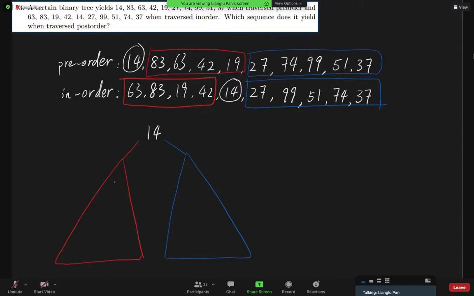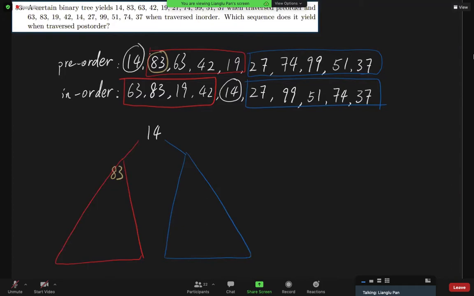So let's look at the pre-order traversal sequence again. Since we know these 4 nodes marked in red square are from the left subtree, when we traverse this subtree using pre-order traversal, we first visit the root node, followed by all the nodes in the left subtree, then all the nodes in the right subtree. So the first node here must be the root node. So 83 is the root node of this left subtree.